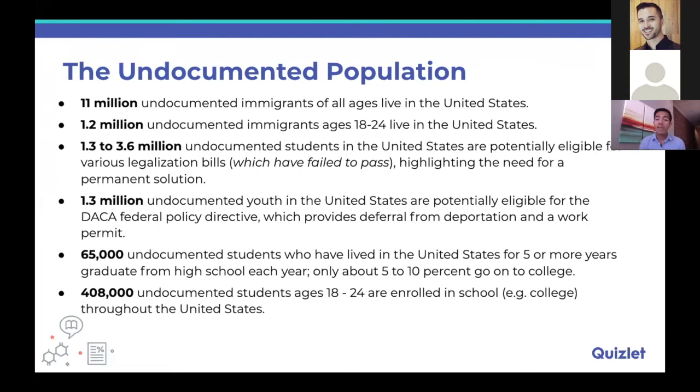About 1.3 million undocumented youth live in the US, and they're potentially eligible for the DACA federal directive policy. So I mentioned this two slides ago. This is an Obama era directive, so it's a program. This is not a legal immigration status. What DACA does is for specific undocumented young people who meet certain requirements, it provides deferral from deportation. So the US government knows that these undocumented people are here, but they're saying, you're going to school, you're contributing to your community, we're not going to deport you yet, and we'll give you a work permit.